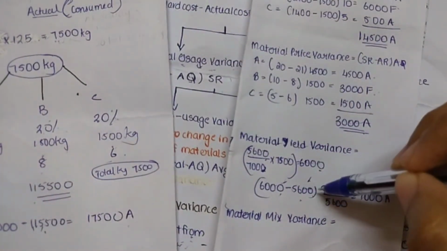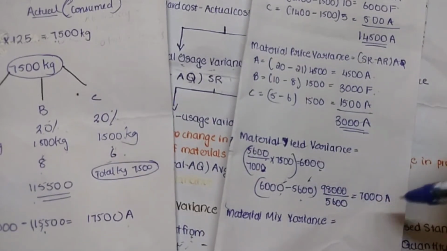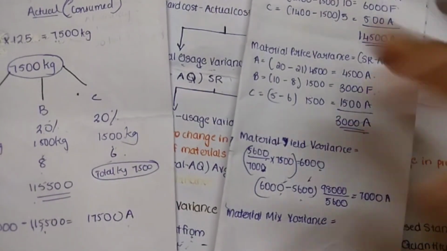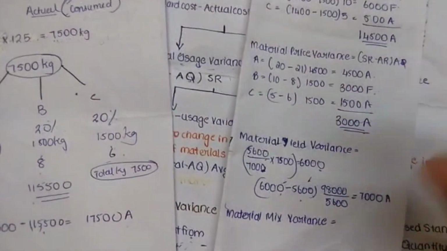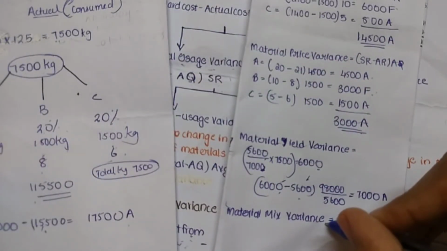Okay. So I'm multiplying it with the standard rate per kg of output. So I got 7,000 adverse. It will be adverse, not favorable. Please don't depend on the signs. This is why I told you, please don't depend on the signs. Okay, the next thing we are going to calculate is material mix variance.